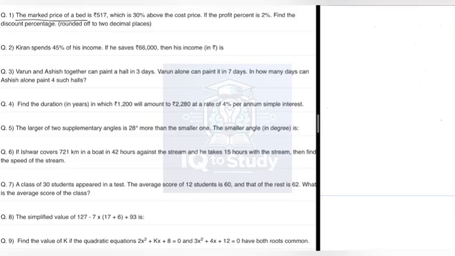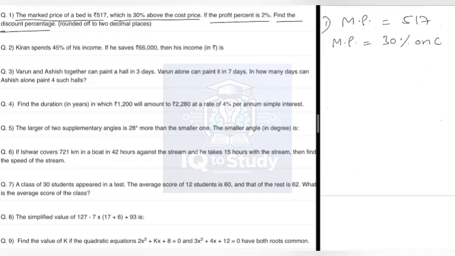The market price of a bed is 517 rupees, which is 30% above the cost price. If the profit percent is 2%, find the discount percentage. Given market price is 517 rupees. According to the question, market price is 30% on cost price.